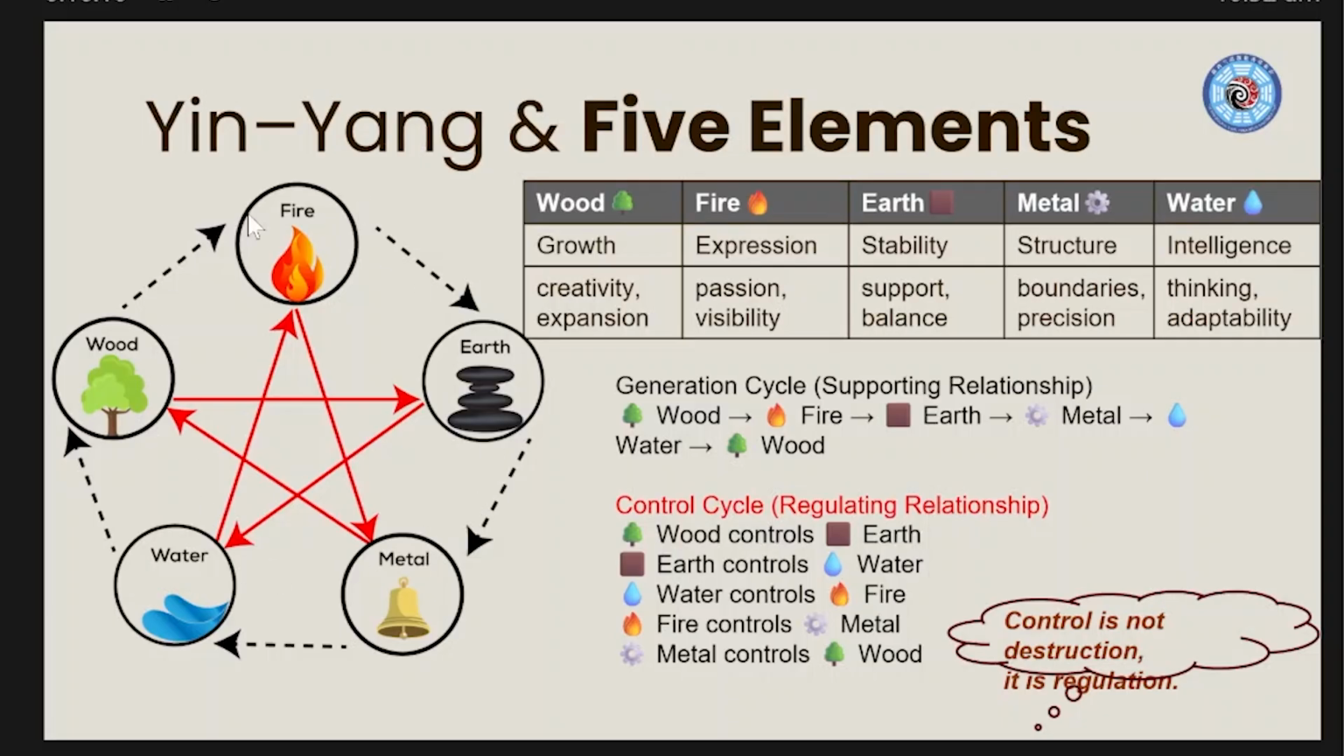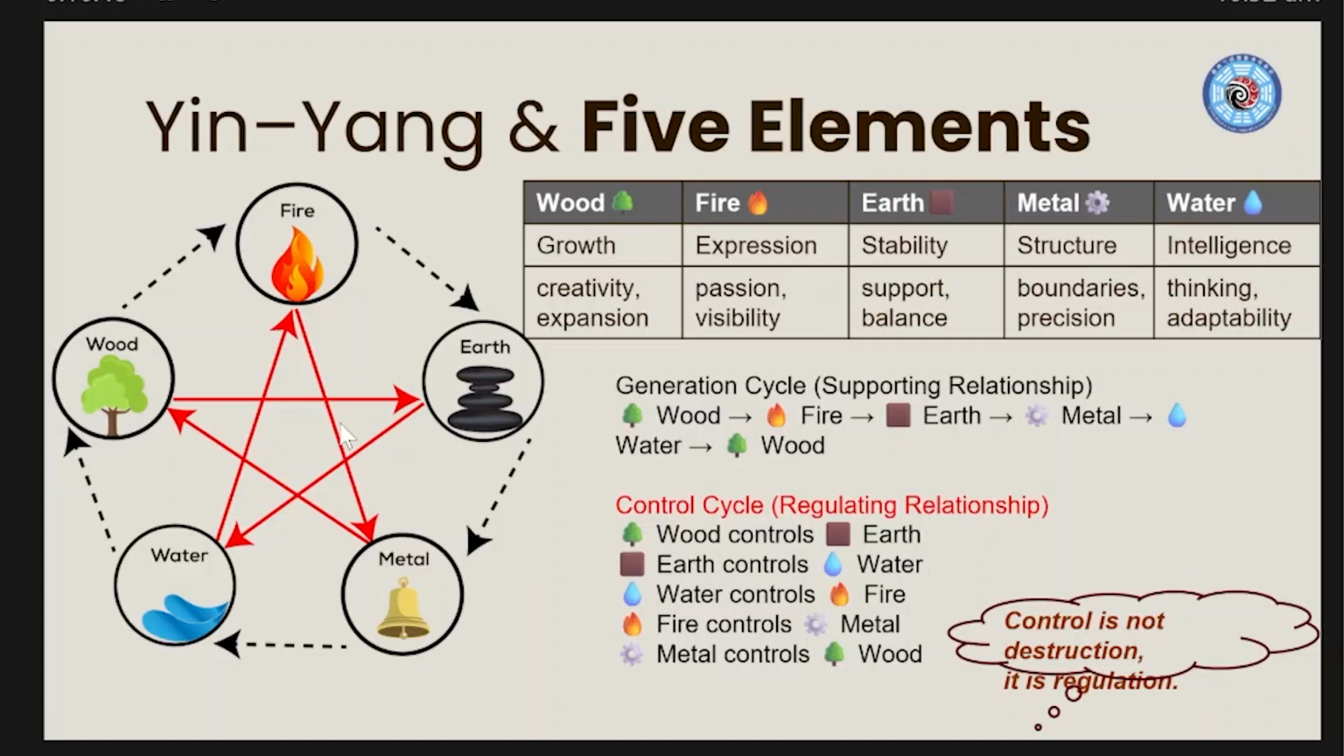So we can find from this figure, there are two types of arrow. The arrow outside is a black dash arrow, which we call the generation circle. The generation circle is kind of like a supporting relationship. So we can find that the wood generates fire, generates earth, generates metal, generates water, and the water generates wood, and back and forth. So it forms a supporting relationship.